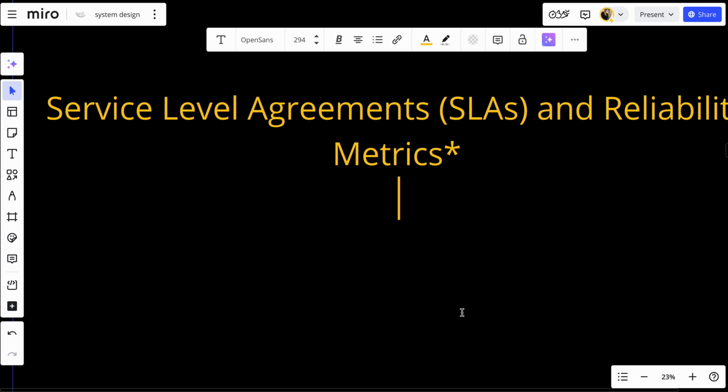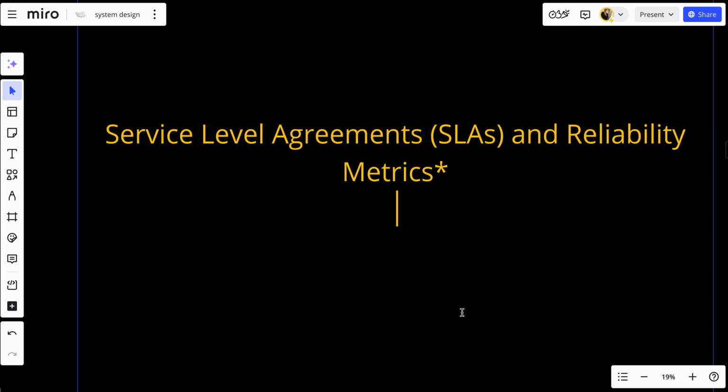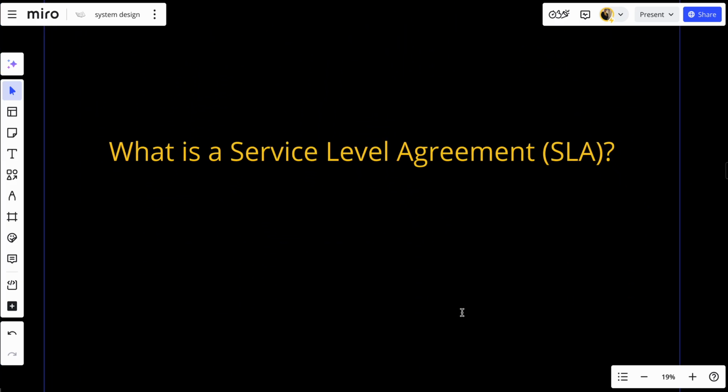Today we will be talking about something you have likely come across if you work with cloud services, APIs, or software development in general: service level agreements. We will also dive into key reliability metrics that define the quality and performance of systems. If you are looking to understand how availability and reliability are quantified and agreed upon, this video is for you. So first, what is a service level agreement?